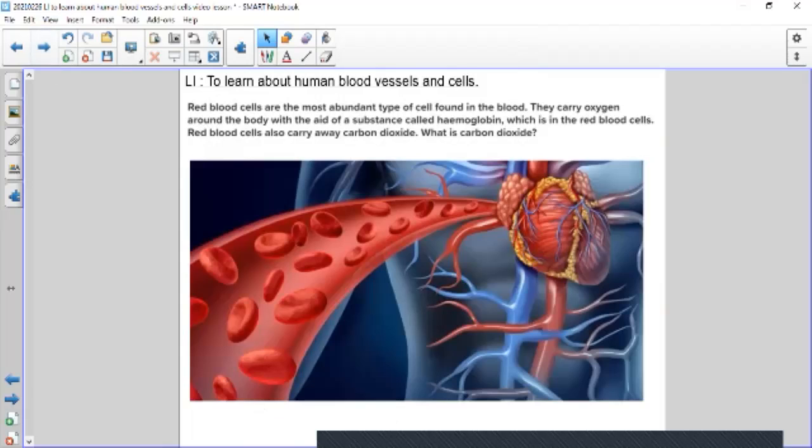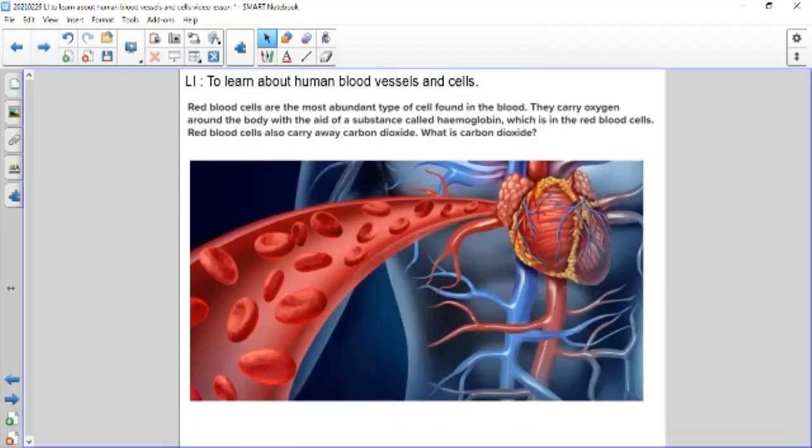Red blood cells are the most abundant type of cell found in the blood. They carry oxygen around the body with the aid of a substance called hemoglobin, which is in the red blood cells. Red blood cells also carry away carbon dioxide. Can you pause the video now and recall what carbon dioxide is? Have a discussion with somebody around the room or yourself in a mirror. Pause the video and then carry on when you're ready.